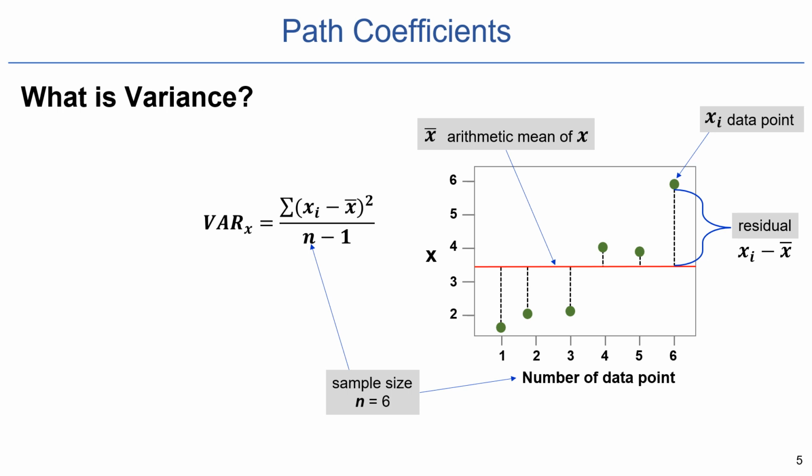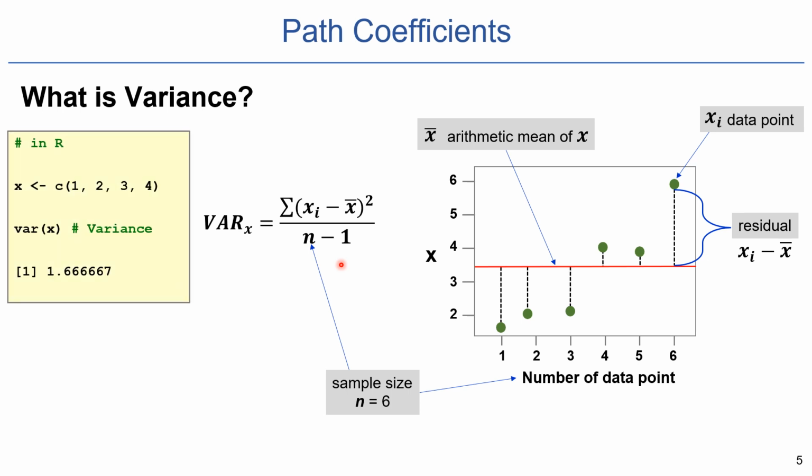First, let's recall what we know about the variance. Let's say we have variable x, which has 6 data points, and this is our sample size. Each data point is spread around the mean, which is shown by the red line. The difference between a data point and the mean is called a residual. The variance is the sum of all residuals squared divided by the sample size minus 1. And in R, for our variable, we can find the variance using the function var(x).